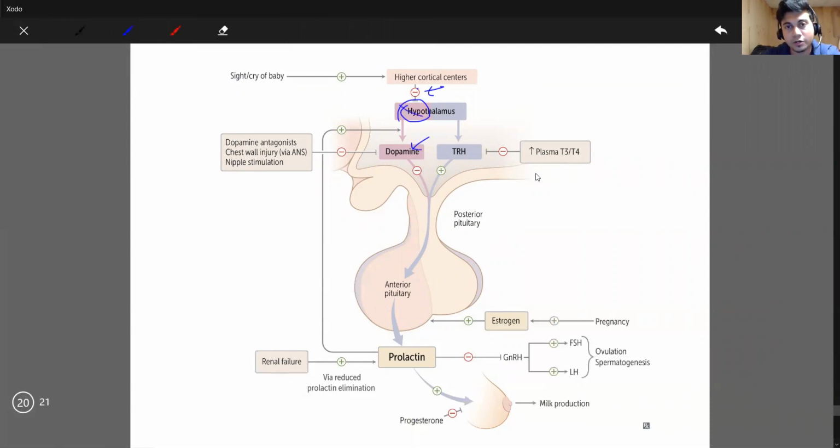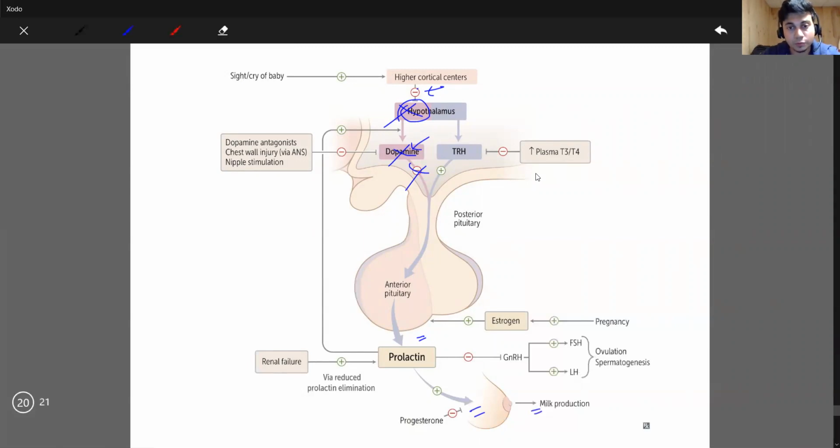Now, when this part of the hypothalamus is not working, the dopamine cannot work. And if dopamine is not working, it cannot inhibit the prolactin release. And prolactin will be released and it will stimulate the breast to be prepared to give milk to the baby. How amazing it can be.